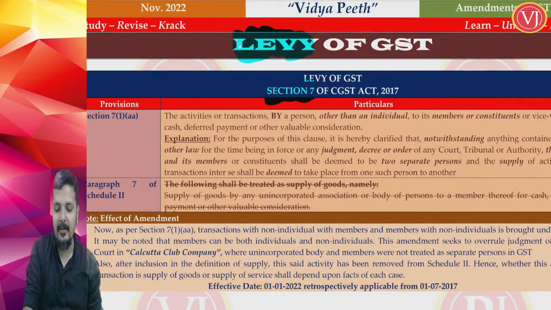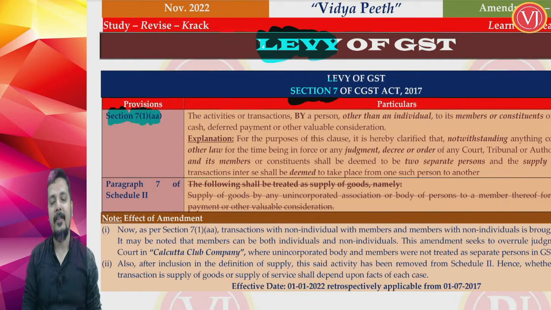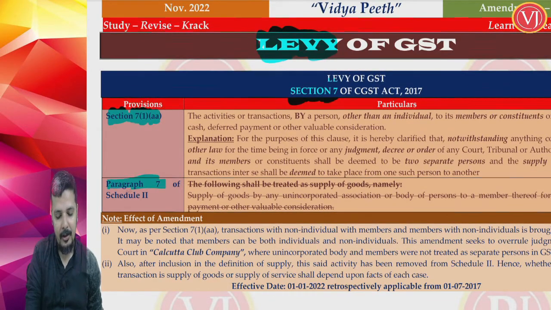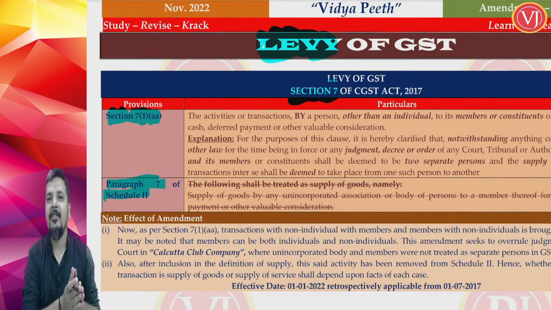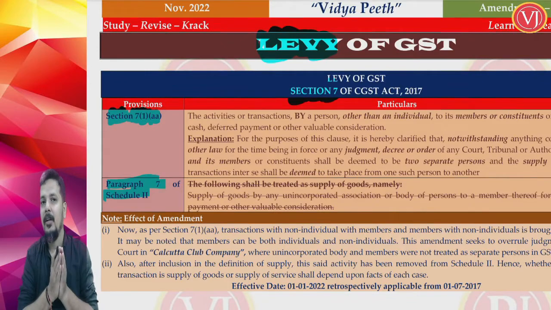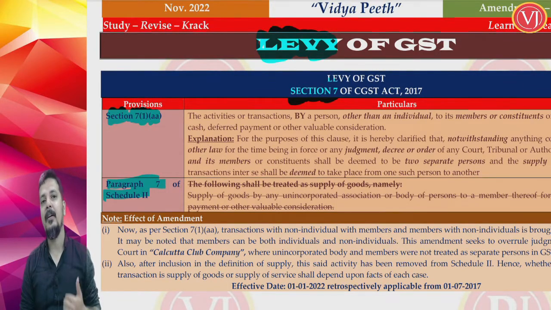So there's an amendment in section 7 of your CGST Act by way of adding a new clause, section 7 subsection 1 clause AA. Also correspondingly there is an amendment in para 7 of schedule 2. So whenever you read supply, friends, we have discussed that you have to read supply section 7 along with schedule 1, schedule 2, schedule 3. One of the schedules that is there is schedule 2, which talks about nature of supply, whether the supply happens to be supply of goods or supply of service. So this amendment has impacted both section 7 as well as schedule 2.